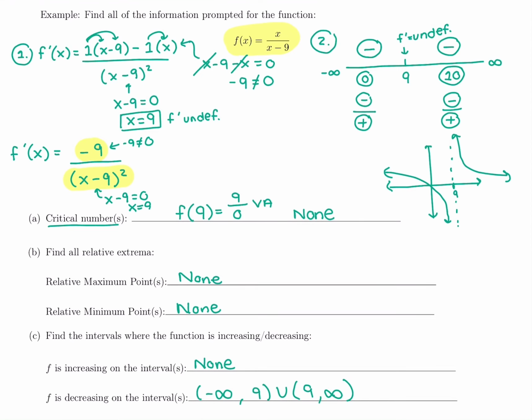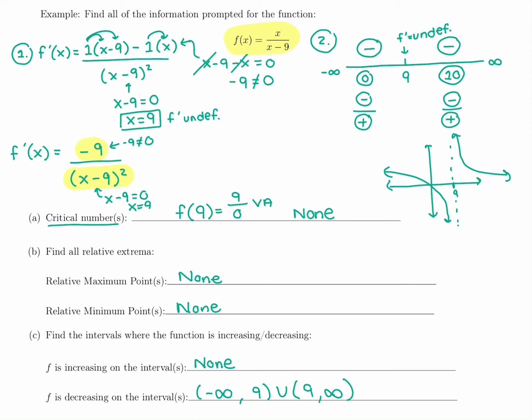So there's an example with the quotient rule. I have other examples where we have chain rule and just some basic derivatives to do these sign charts with.